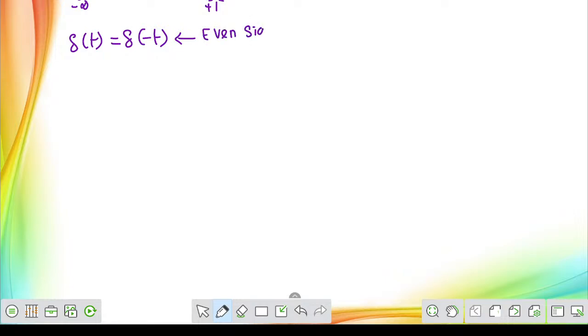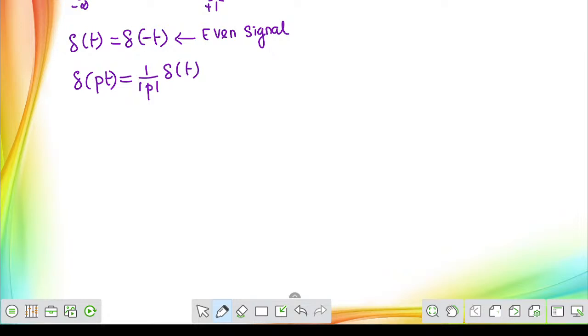Impulse signal is an even signal. That is the first important property. And the next important property is, suppose I am scaling this signal. If I have a signal del of t and it has been scaled by a factor of p, so del of p times t, then what will be its equivalent value? Del of pt is equal to 1 by mod of p times del of t only.